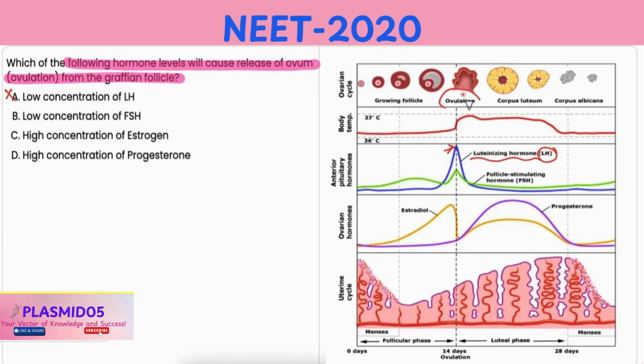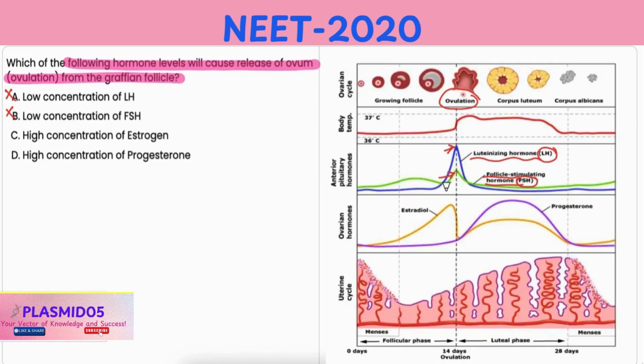Option B, low concentration of FSH. This is also incorrect. Now, follicle stimulating hormone, that is FSH, helps in follicle development and its concentration decreases just before ovulation due to the feedback from estrogen.